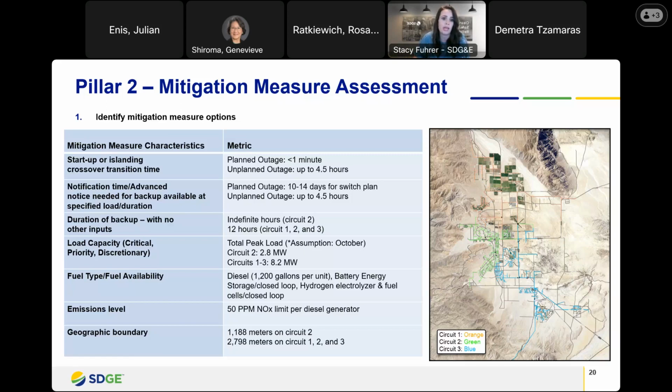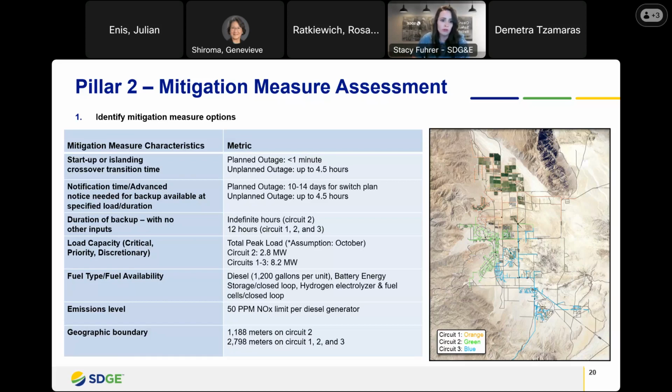And so in an unplanned outage, we have told the community that we will have power back up in 4.5 hours. So as you think about notification time, when you think about a planned outage, we actually want 10 to 14 days to develop a switch plan because there's multiple groups within SDG&E that are involved with the microgrid operation. And again, in an unplanned outage, we have told the community that we would have power back up in 4.5 hours.